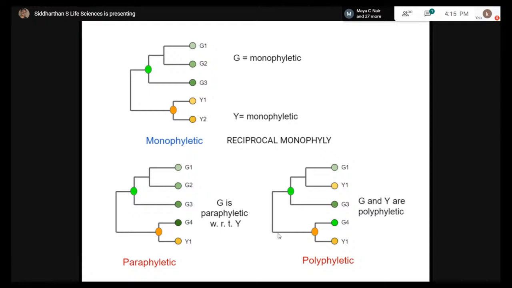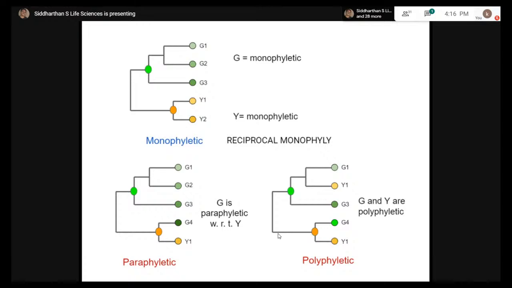If you obtain these kind of paraphyletic or polyphyletic conditions, that means our understanding of morphology is different. So if there is a tree built, there is a morphological character which made the genus G to be present in the branch of Y, that means that morphological character looks like character G because it is a parallel evolution. That means the same morphological form has evolved in a lineage of Y. That's the actual meaning.